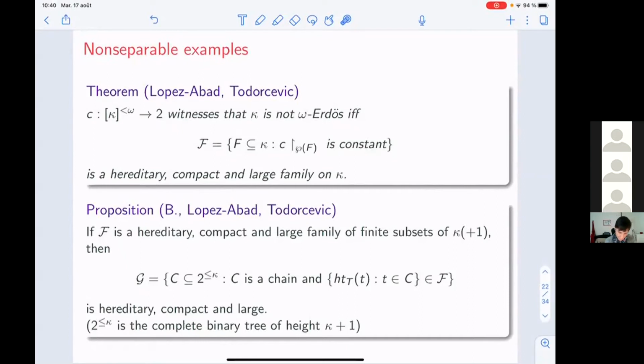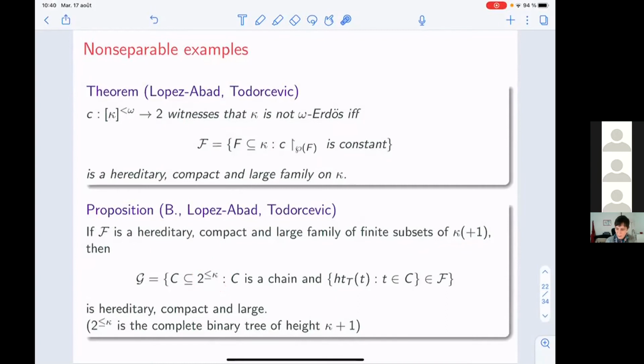But just to give you an idea, if we have a family with these properties living on some cardinal kappa, and indeed you can assume it lives on the ordinal which is the successor of kappa, then you can push this further and get a family with the same properties, but on a larger cardinal.